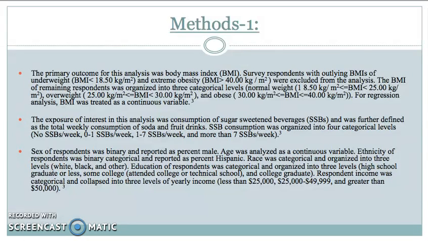The exposure of interest in this analysis was consumption of SSBs and was further defined as the total weekly consumption of soda and fruit drinks. SSB consumption was organized into 4 categorical levels: none, less than 1, 1 through 7, and over 7 sugar-sweetened beverages per week. The covariates included sex, age, ethnicity, race, education, and income.